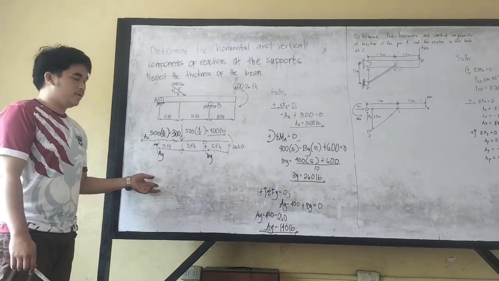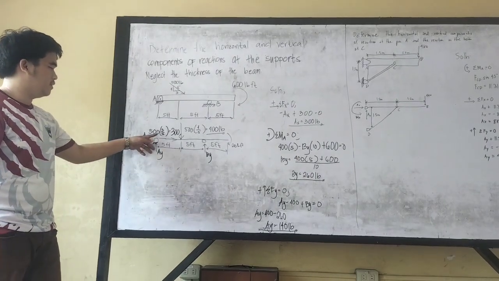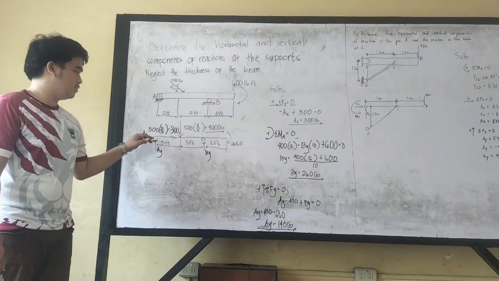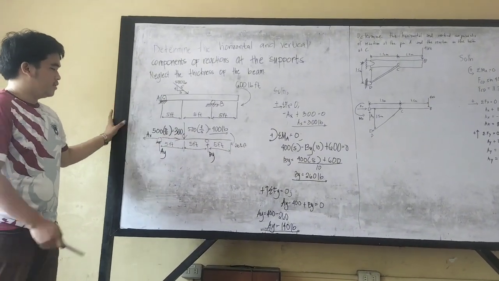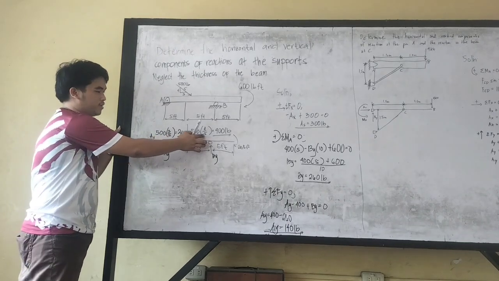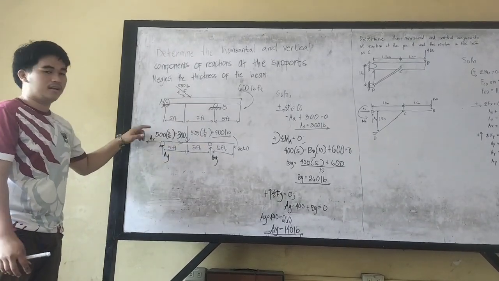So we're going to use SOHCAHTOA. This is adjacent over hypotenuse and opposite over hypotenuse. So we get 400 pounds and 300 pounds.